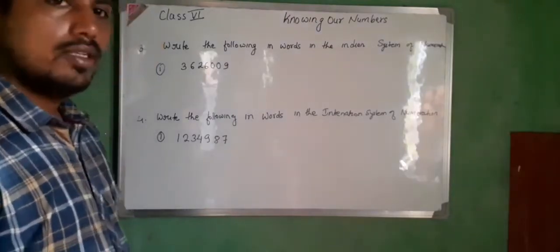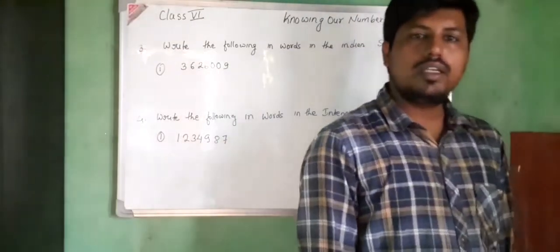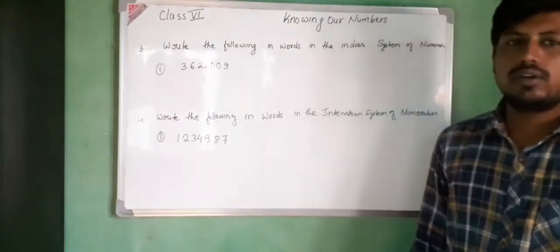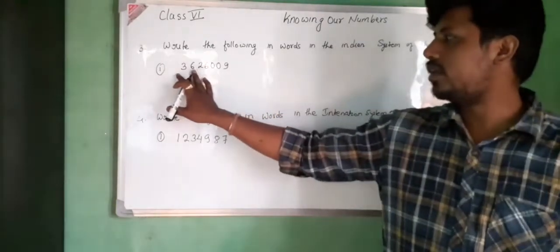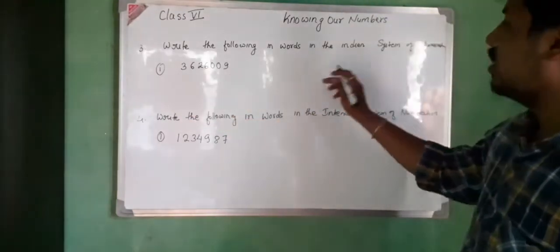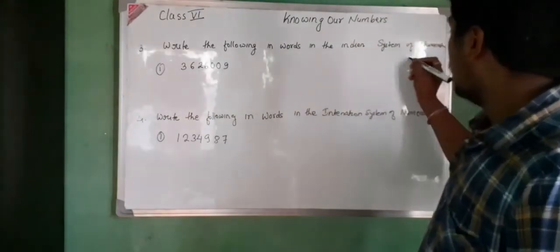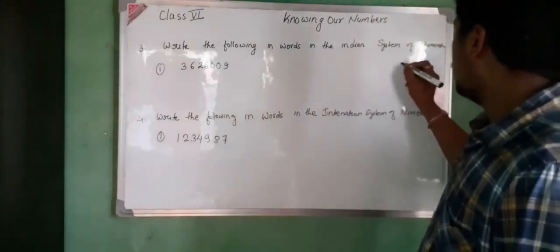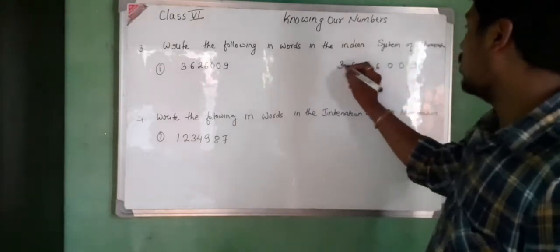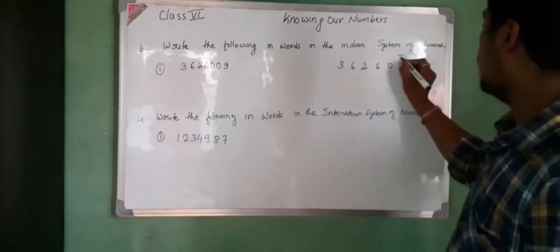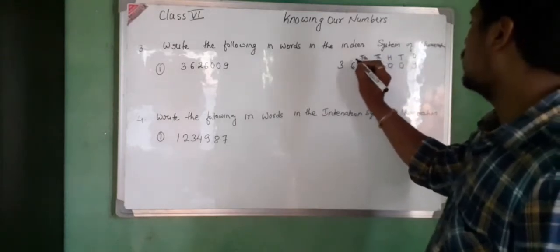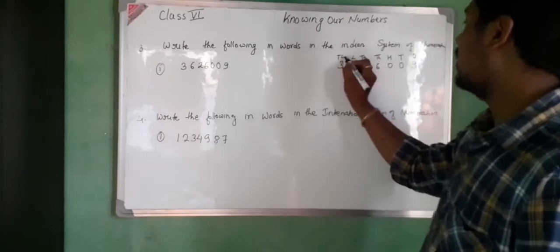Next question: write the following in words in the Indian system of numeration. First question, we have to write this given number in words in the Indian system of numeration. So first we'll arrange it in a place value chart. So 9 0 0 6 2 6 3, that is ones, tens, hundreds, thousands, ten thousands, then lakh, ten lakh.